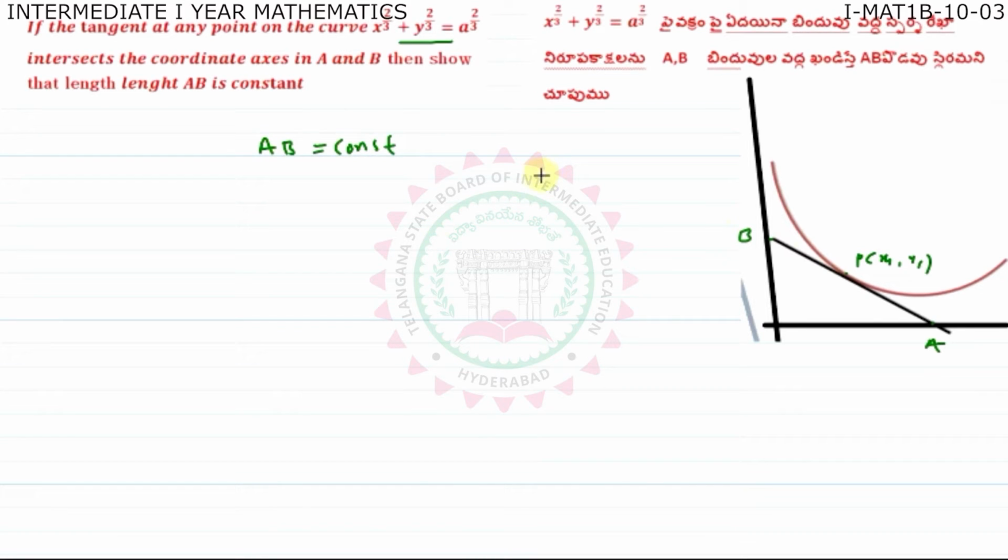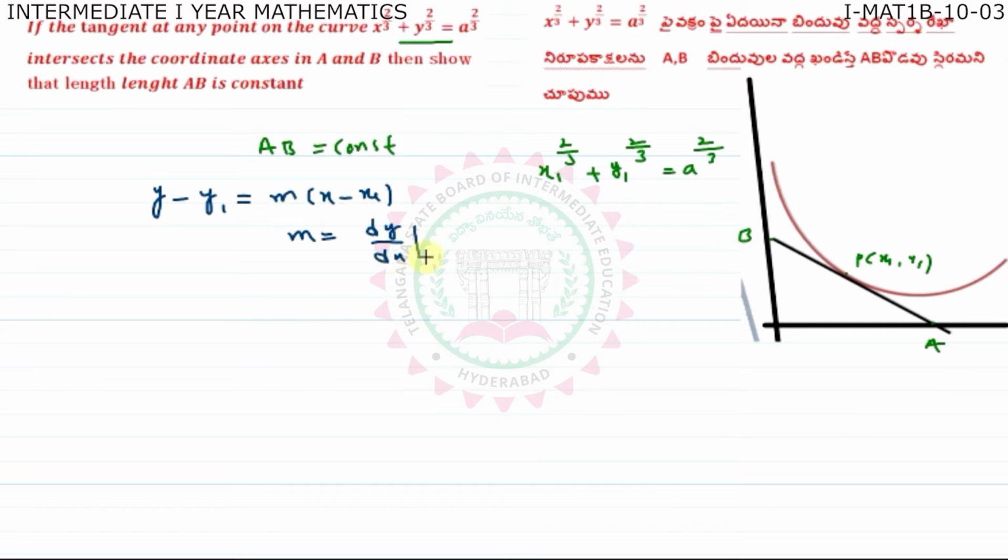So for that, first, since this point lies on the tangent as well as the curve, from that I will get x1 to the power of 2 by 3 plus y1 to the power of 2 by 3 is equal to a to the power of 2 by 3. To find the tangent equation, we know the formula: y minus y1 is equal to m into (x minus x1), where m is equal to dy by dx at the x1 value.